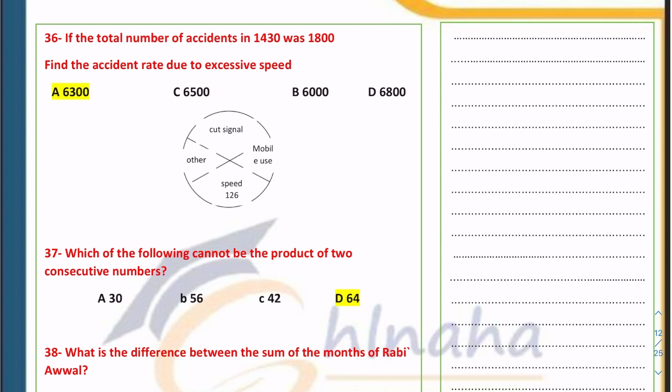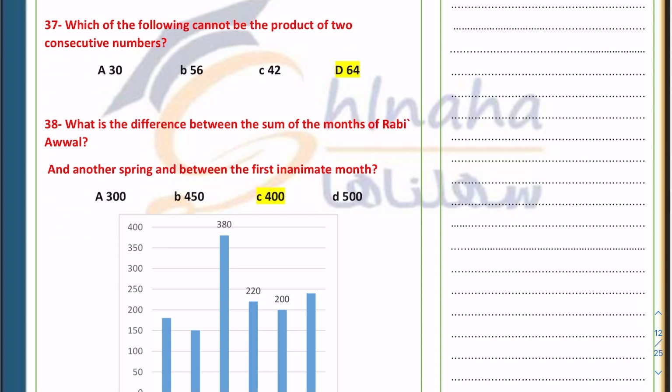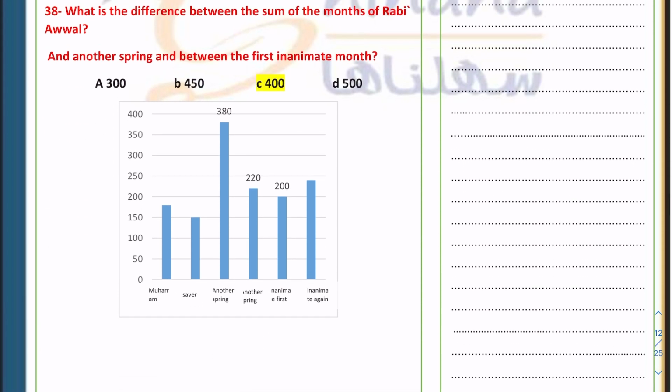Now, 37. Which of the following cannot be the product of two consecutive numbers? 30 equals 5 times 6, 56 is 7 by 8, 42 is 6 by 7, so 64, because it's only equal to 8 times 8, and 4 times 16, so it cannot be the product of two consecutive numbers.